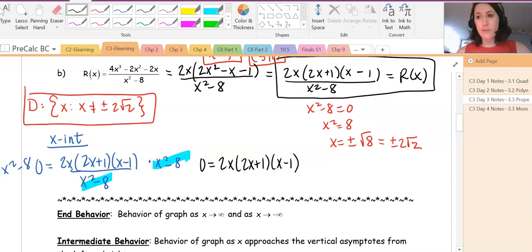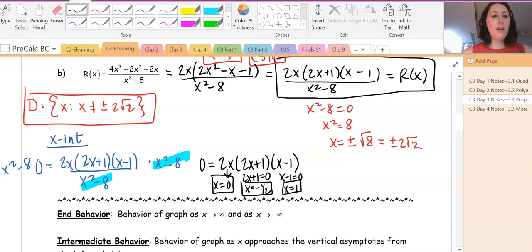and now this is like the one I was talking about before. This is just factored form. You can go ahead and set each of these equal to 0, and you would get x equals 0, 2x plus 1 equals 0, so x is negative 1/2, and x minus 1 equals 0, so x is 1. All right, which means our x-intercepts are 0, 0, negative 1/2, 0, and 1, 0.